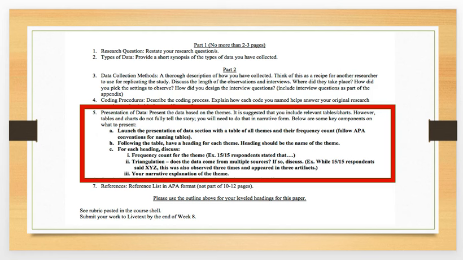Frequency count for the theme. What does it mean? 15 of the 15 respondents said ... as an example. Or 4 of the 8 respondents alluded to ... So what does the frequency counts mean in narrative form?